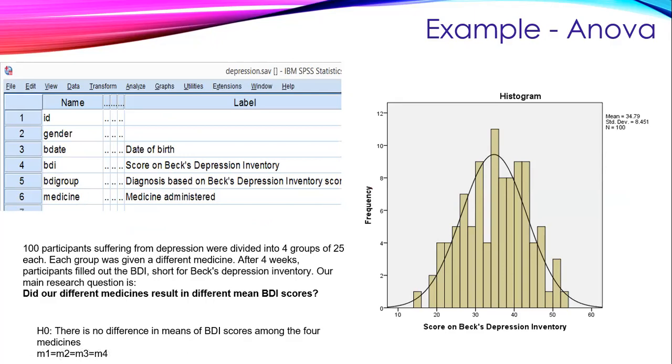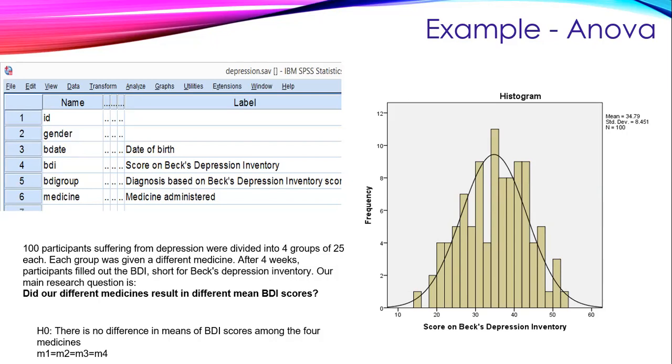So here we are going to do a small test, using a file called depression.sav. In this, the data given is the ID, which is the employee ID, then gender, male or female, and the birth date of a particular individual. Then there is a score, which is the depression score of a particular patient.